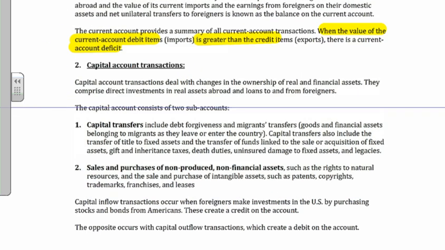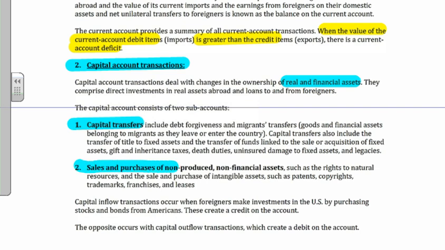Next one, we talk about capital account transactions. These deal with changes in ownership of real and financial assets. So you can see the word capital account. We break them down into two major sub-accounts: capital transfers, and sales and purchases of non-produced, non-financial assets. What's like a non-financial asset? Rights to natural resources, intangible assets, patents, copyrights, things like that.